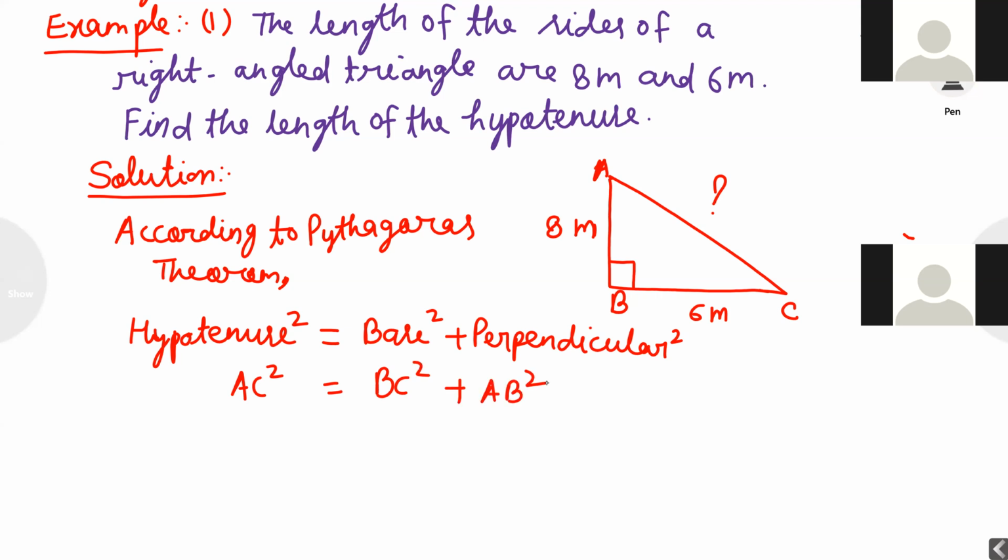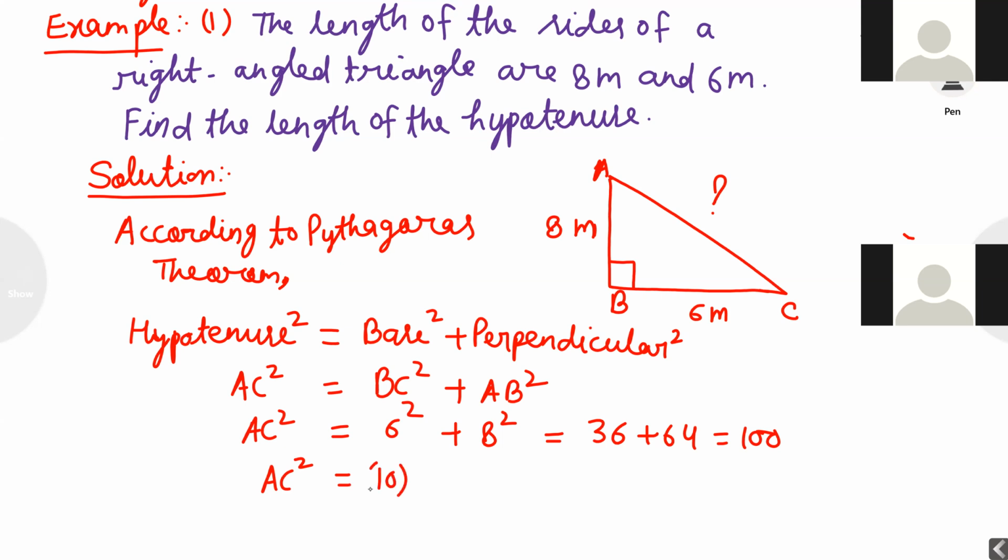I want to substitute the value. AC square is equal to BC, the value of BC is 6 meter, so 6 square plus 8 square. 6 square means 36, not 12. 6 into 6 plus 8 square means 64, is equal to 100. This is the value of AC square, but I want to find out the value of AC. 100 means I can write 10 whole square. Now the value of AC is equal to 10 meter.